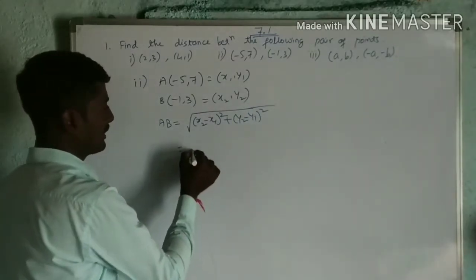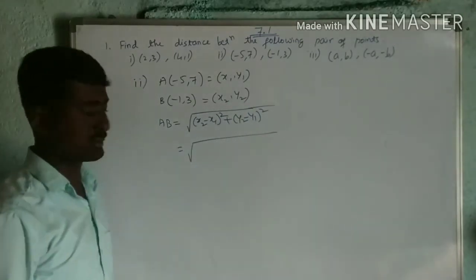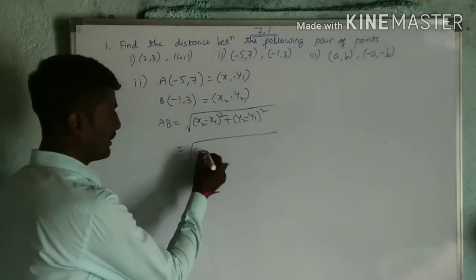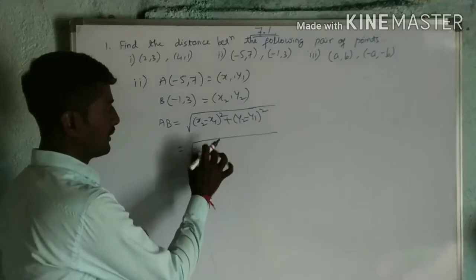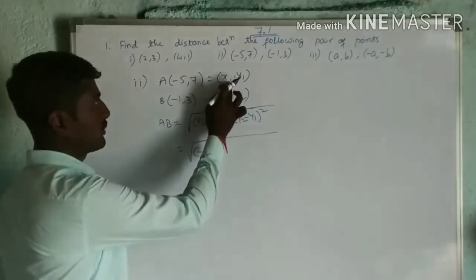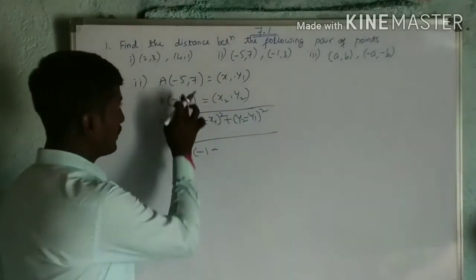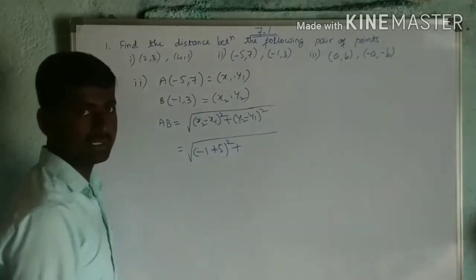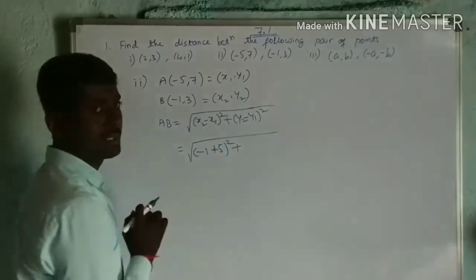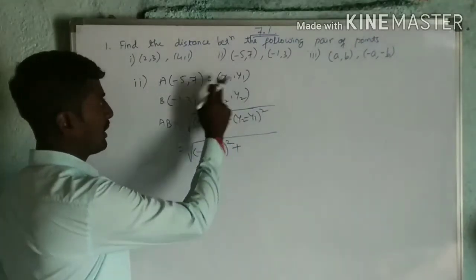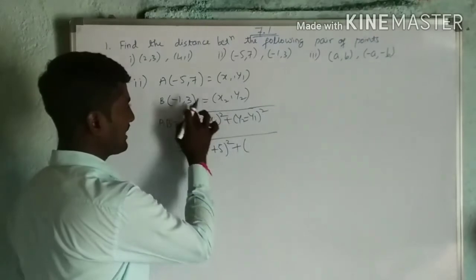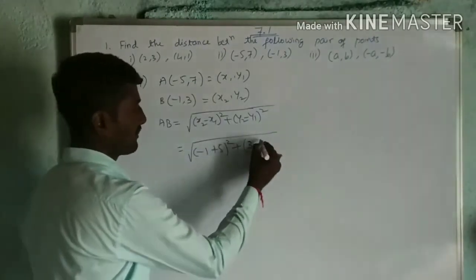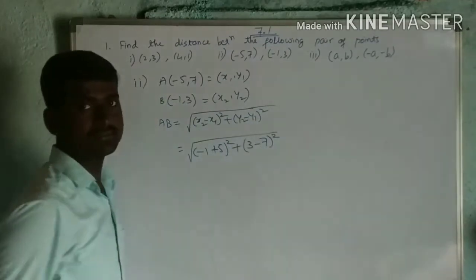Now this is equal to under root of, substitute the values, x2 minus x1. x2 is here minus 1, minus 1. Now minus x1. x1 is here minus 5. So minus into minus, plus 5 square, plus y2 minus y1 square. y2 is here 3, y1 is 7. y2 is here 3 minus y1, y1 is 7, 7 square.